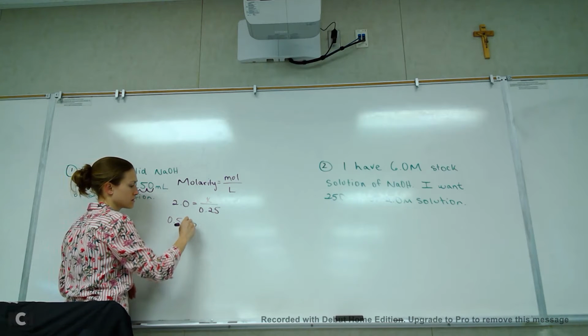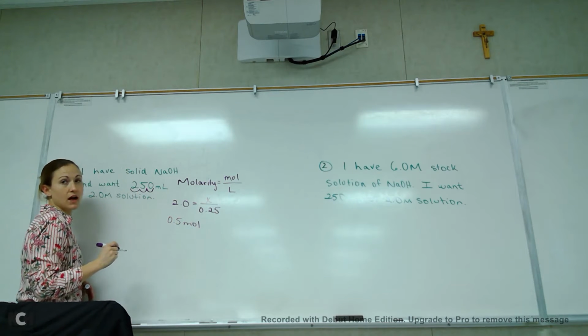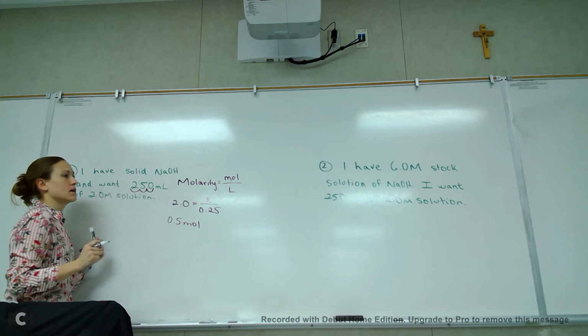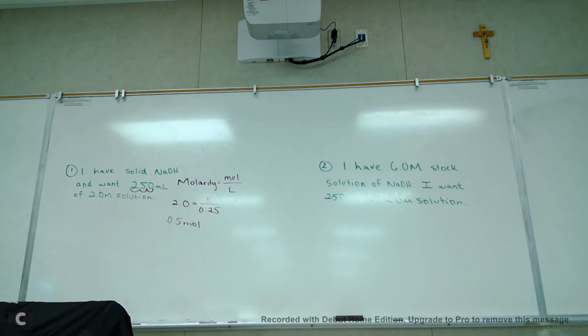Is that what people got? Yeah. Okay. If you put that as your answer, it would be wrong. Why can you not put 0.5 moles? Celia? Because you can't measure moles in the lab. Exactly. You can't measure moles in the lab. You've got to convert this into grams.